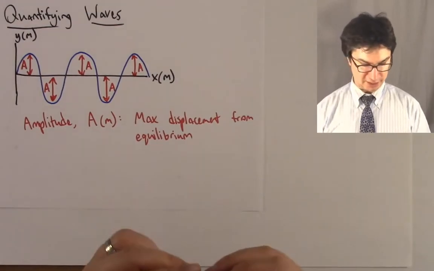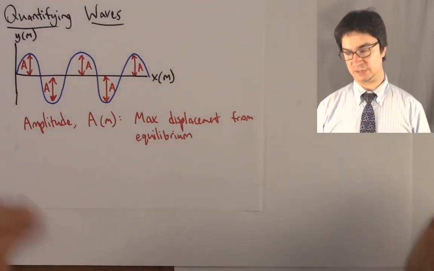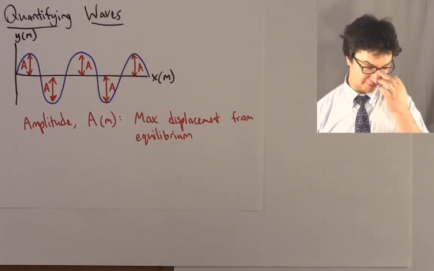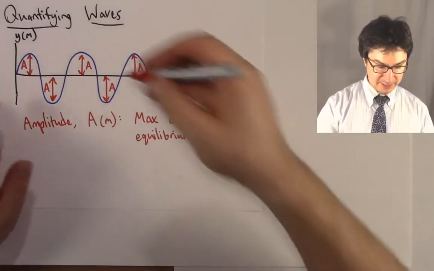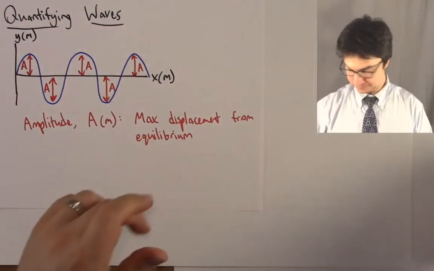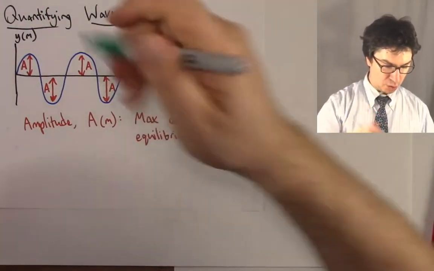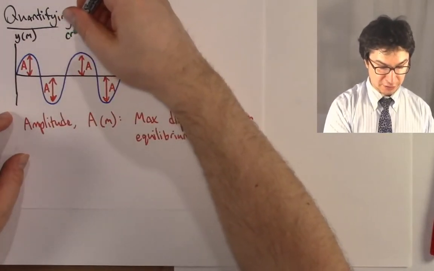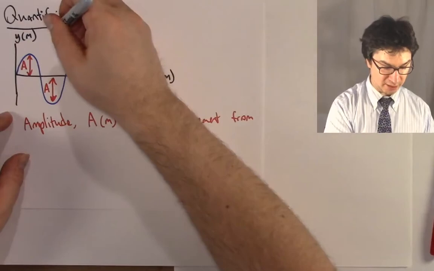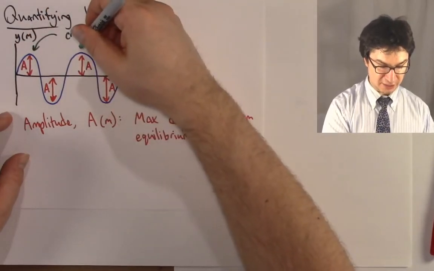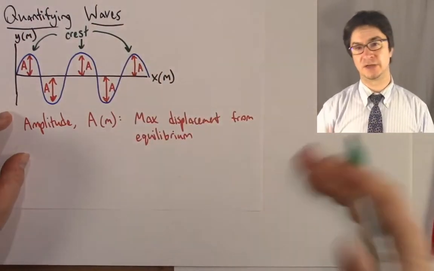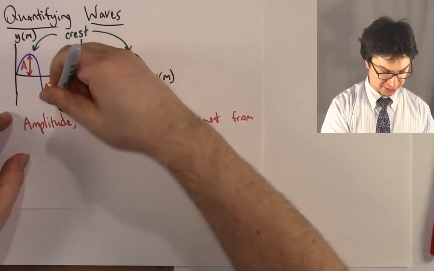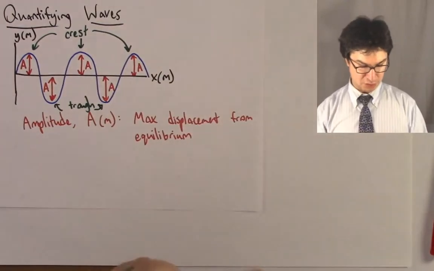The next thing we want to look at is something called the wavelength. And this is arguably the most important quantity to measure in a wave. The wavelength lambda is the distance from one crest. Let's label these crests. The crest is the highest point of the wave. So that's a crest, that's a crest, and that's a crest. And the lowest point is called a trough. So that's a trough, and that's a trough right there.